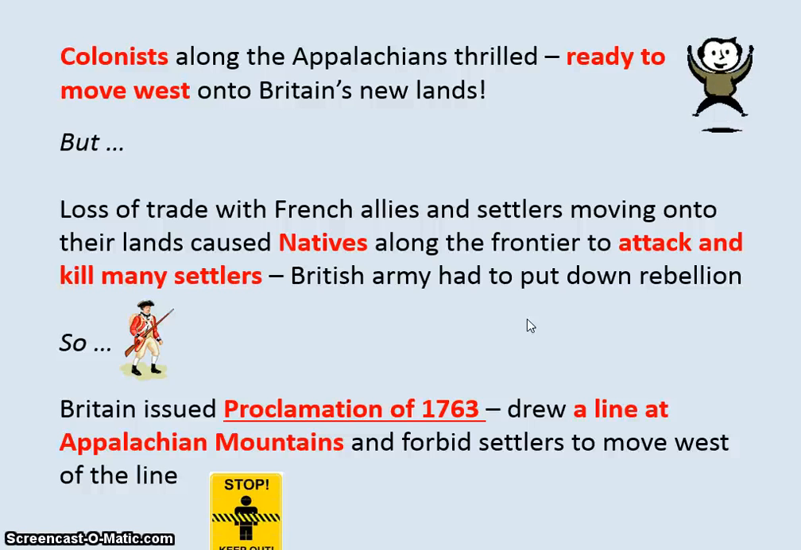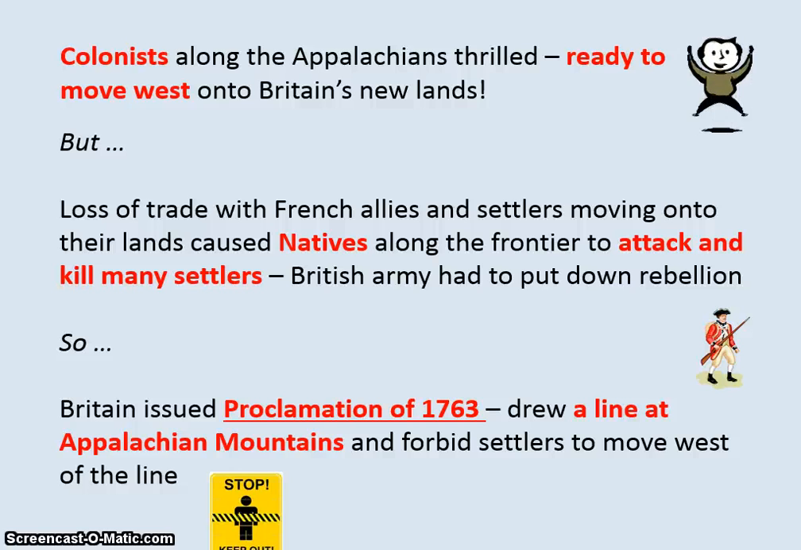But one of the biggest losers in the French and Indian War were the Indians who sided with the French. Remember that the Indians had been their trading partners in the business of trading and selling furs. So with the loss of the French allies and with British moving onto their lands, this caused the natives along the frontier to rebel and to attack and kill many settlers, which meant that the British had to bring in the army to put down a native rebellion. So let's watch our British soldier marching off to war. And wow, I hope you are as impressed by that animation as I was.